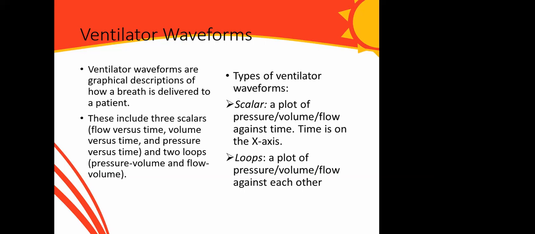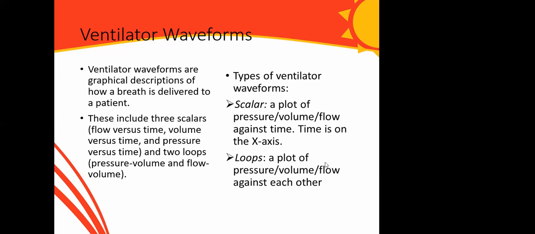There are two different types: the scalar waveform and the loop waveform. The scalar waveform is a plot of either pressure, volume, or flow against time. In all scalar waveforms, time is always on the x-axis. While the loop waveforms plot pressure, volume, or flow against each other. This is a major difference between the two of them. So if you have a pressure versus time waveform, that is a scalar waveform.